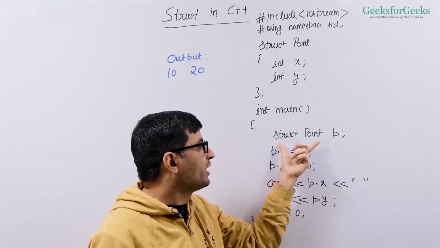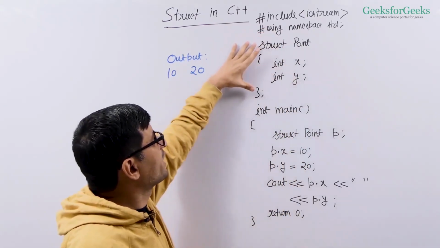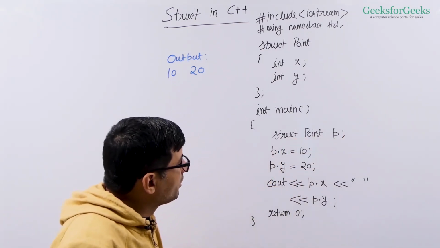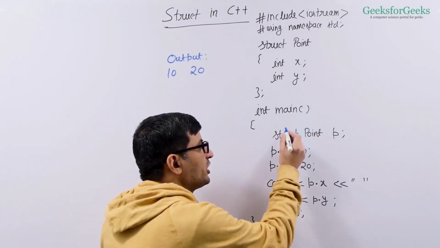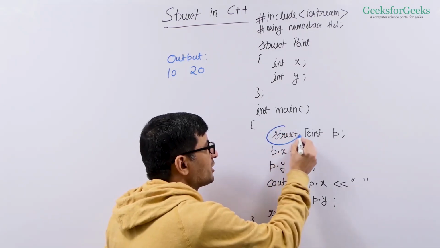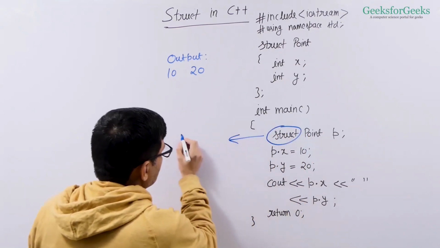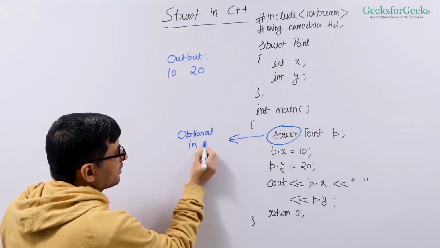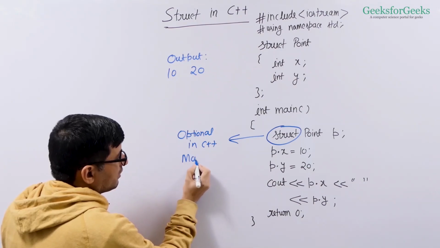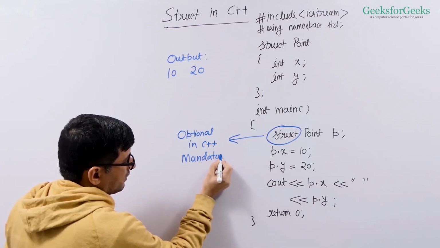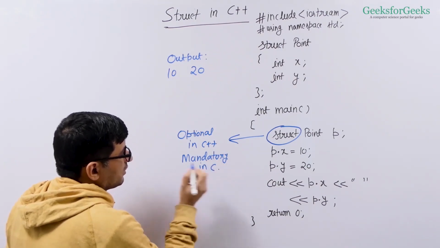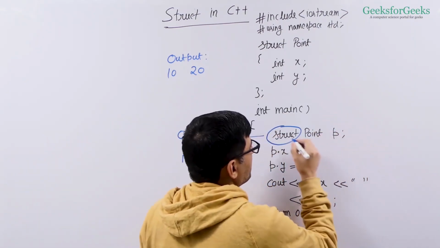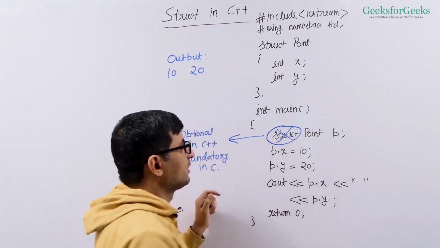Now we create a variable of the structure. This user-defined data type point, we create a variable of it using struct point p. Please note that writing this struct keyword is optional in C++, although it is mandatory in C. So in C++, we can write this line as point p, right? We can simply remove this part, right?